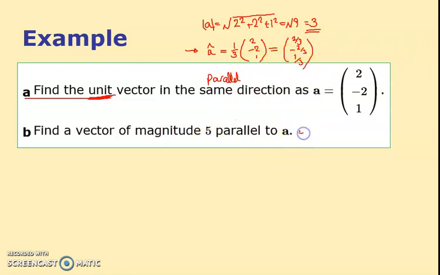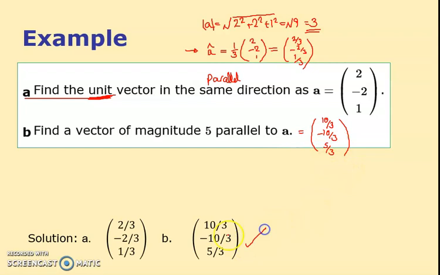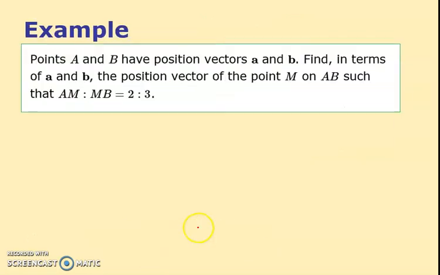So I'm going to suggest this would be 2/3 times 5. Well, that's 10/3. Minus 2/3 by 5, well, that's minus 10/3. And 1/3 times 5, that's 5/3. Again, you could have written it with a number out front as almost like a common factor. But that's how I wrote it there, and that's how I've done it there as well.